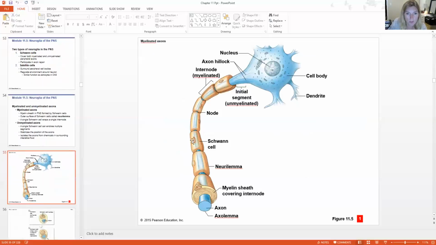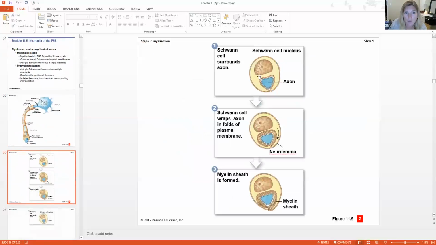These are Schwann cells. Again, notice they just wrap around individually, and that outer covering is the neurolemma. Neurolemma is kind of like the cell membrane or plasma membrane of the Schwann cell. Think about it like that. So here you see the Schwann cell nucleus, the axon, and then the neurolemma is just that outer covering. Notice how this cell is wrapped and wrapped and wrapped around that axon. So it doesn't just wrap one time, it wraps several times.